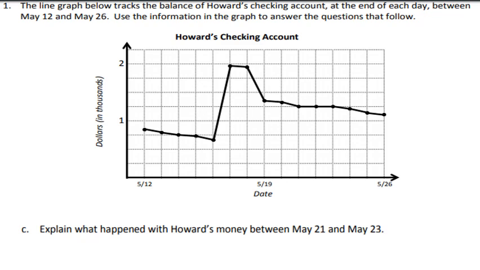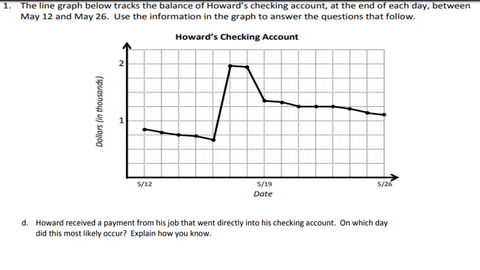Explain what happened with Howard's money between May 21st and May 23rd. Well, here's 21st, 22nd, 23rd. So we're talking about from here to here. If we look from here to here, it's horizontal. So that means there was no change in value. Because remember, these types of graphs are totally about change over time. So during that time span, it was a horizontal line, so there was no change.